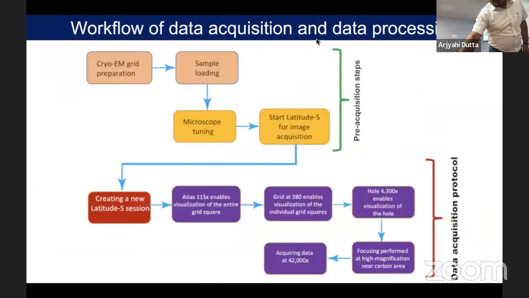Okay, we'll skip this part. At this moment this is not required. I already discussed the cryo grid preparation and sample loading. Now I'll talk about the imaging part, how we can image.